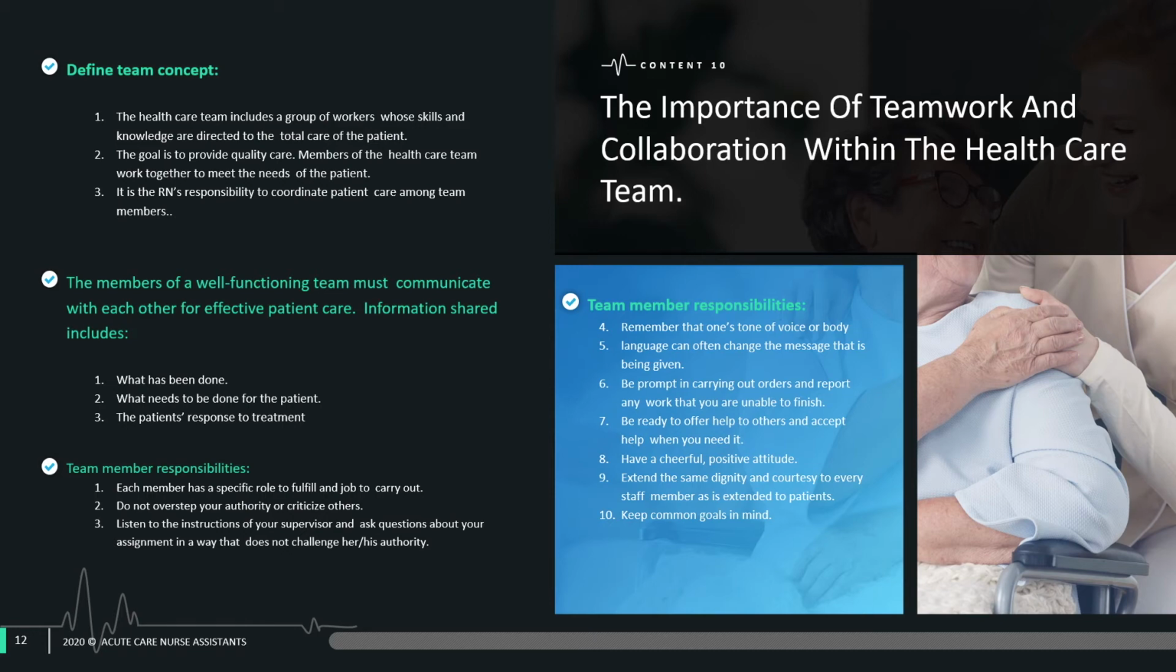Be ready to offer help to others and accept help when you need it. Have a cheerful, positive attitude. Extend the same dignity and courtesy to every staff member as is extended to patients. Keep common goals in mind.